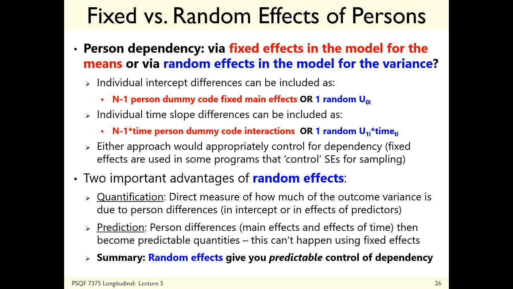So two different ways of getting to the same idea of controlling for dependency, handling dependency, but only random effects then allows you to ask questions about why the dependency is there in the first place.